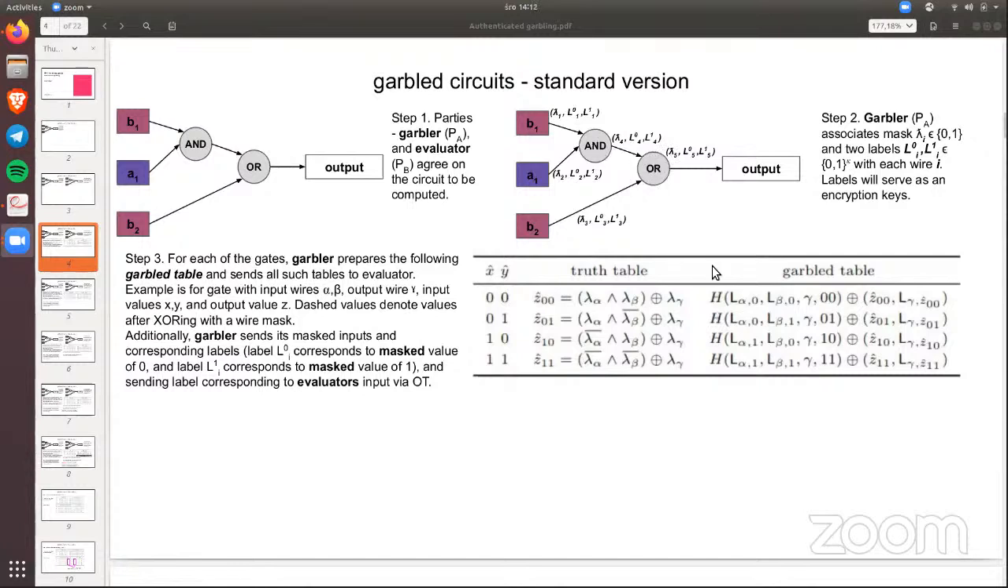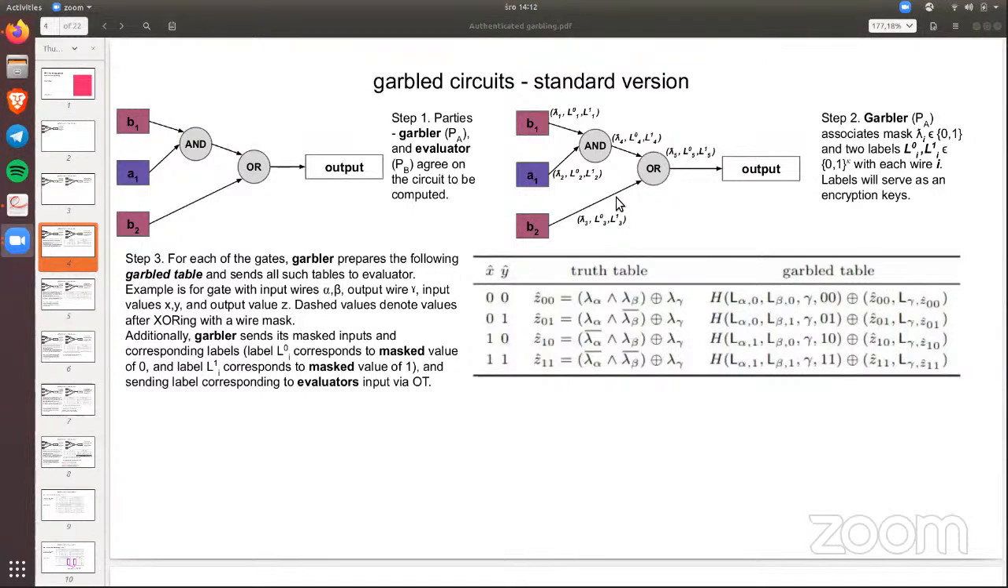So after decrypting this row in the garbled table, the evaluator knows the masked value for this wire and knows the label for this value and this wire. Then he can do basically the same thing for the next gate, and so on until he gets the actual output of the whole circuit.